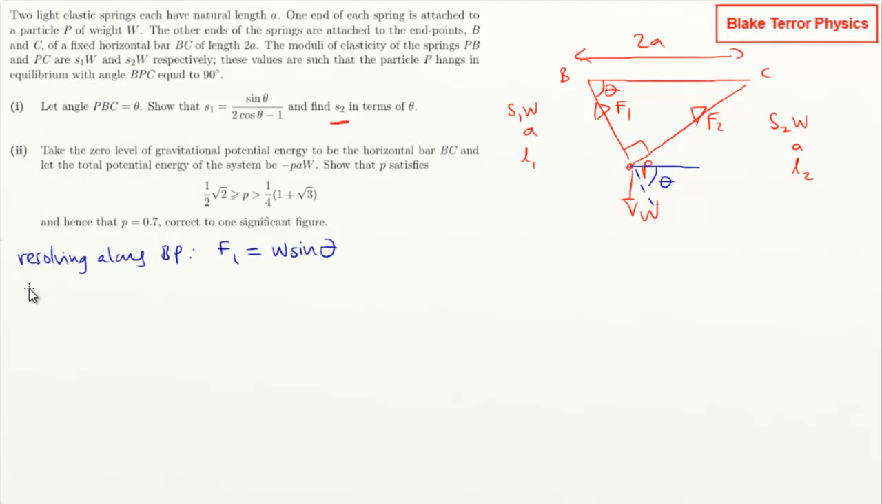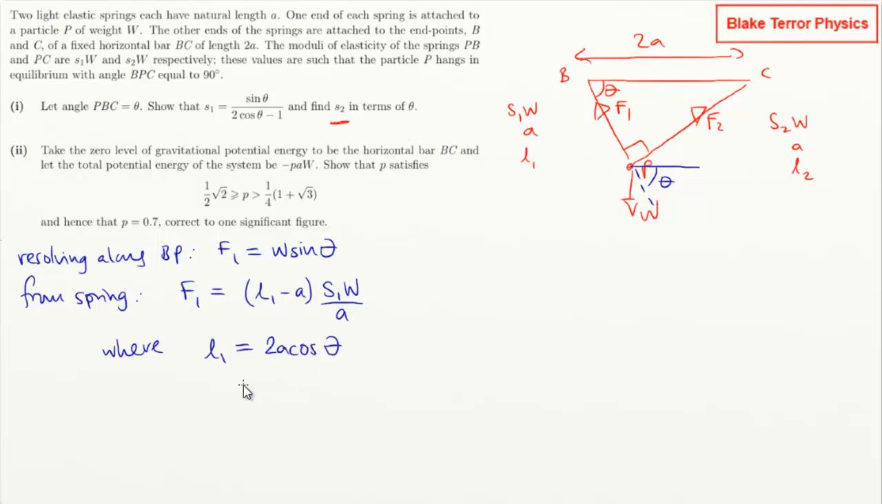Then we've got the spring. So from the fact that we've got this spring with a certain extension, the force that we're going to get in the spring is going to be equal to the extension, which is L1 minus A, multiplied by the modulus of elasticity and then divided by the original length. So that's given that. So we're pretty much there already. I just need something for L1. So L1 is 2A cos theta.